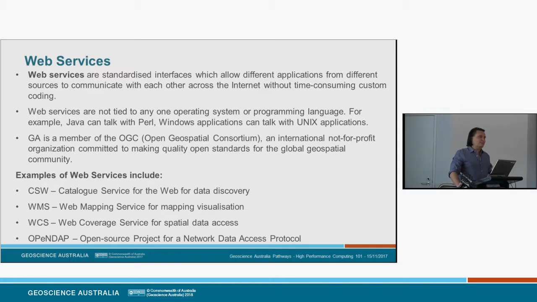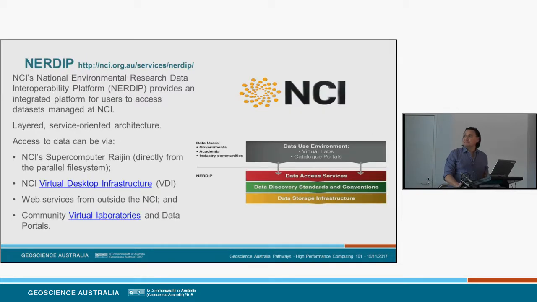But these web services would allow you to do things like actually set something up in the public cloud on AWS that draws data from our data stores at the NCI. And if we didn't provide that kind of access, the data would be locked up in the NCI. So the web services are a very important part of what we do.